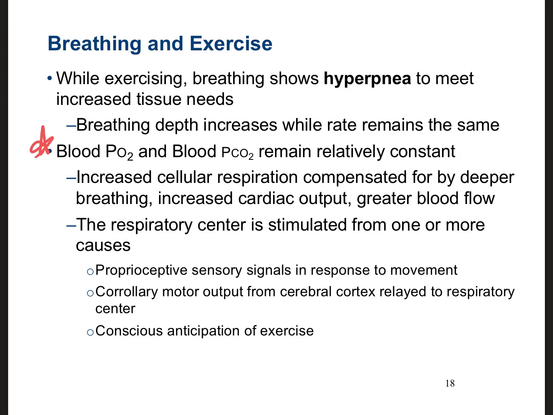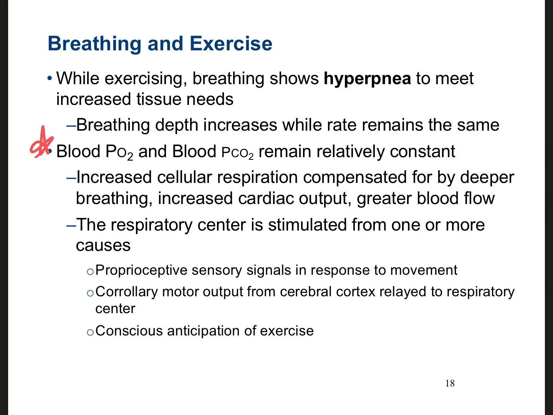So your increased cellular respiration is met by increased depth of breathing, increased cardiac output, right, and greater blood flow through vasodilation, okay? And then from there, what are the signals that cause that, right? So you have proprioceptive sensory signals, so response to movement. So you think about, all right, I'm gonna move, I'm going for a run. All right, you got that breath down. That's meant for your body moving, and the movement of your body actually starts to influence the rhythm of your respiration rate, okay?